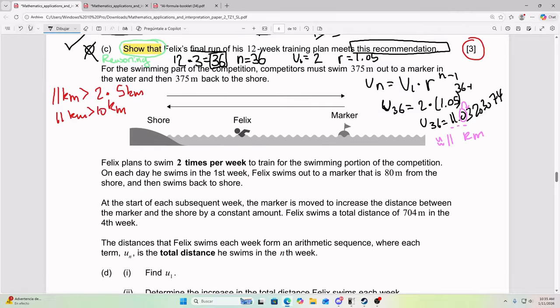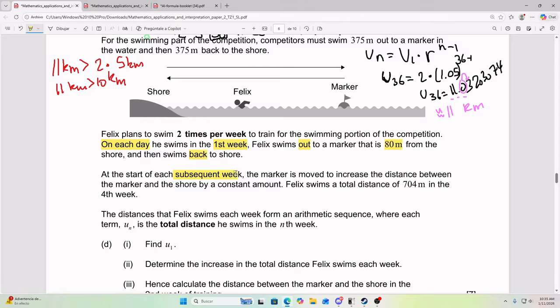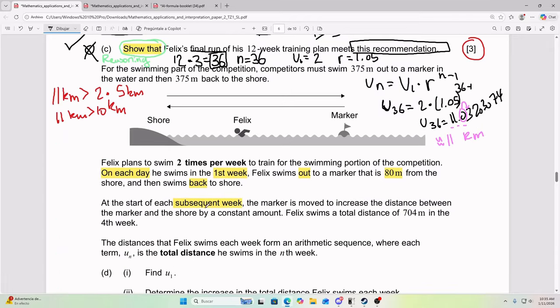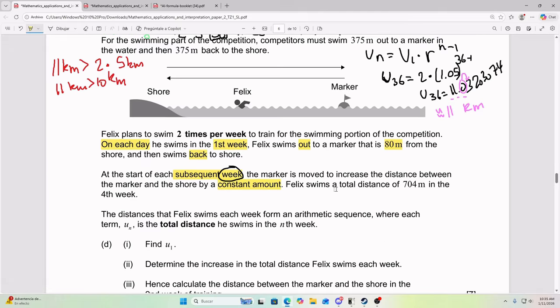On each day, and this is where it gets a little bit juicy, so take your time reading. On each day he swims in the first week, Felix swims out to a marker that is 80 meters from the shore and then swims back to the shore. So he swims out 80 and then back to the shore 80. The next part says that at the start of each subsequent week, and so earlier we talked about subsequent days, now we're talking about subsequent weeks, the marker is moved to increase the distance between the marker and the shore by a constant amount. Felix swims a total distance of 704 in the 4th week.